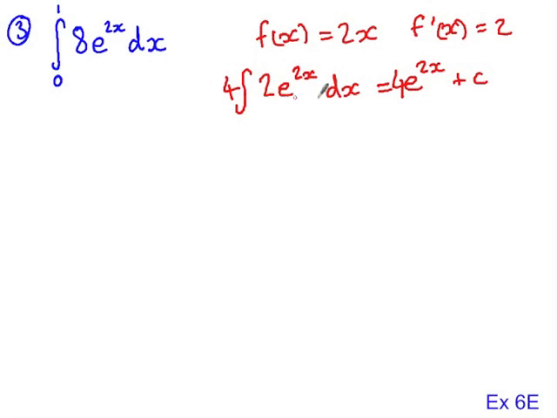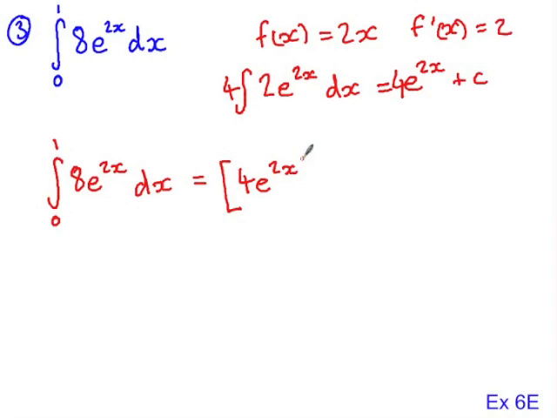So that's the result if it were indefinite integration, but we're using definite integration. So the integral from 0 to 1 of 8e to the 2x dx is 4e to the power of 2x, and we're going to substitute values of 1 and 0. Now remember, we don't need to use the plus c, because when we substitute the values of 1 and 0 and subtract, the plus c's will cancel anyway.